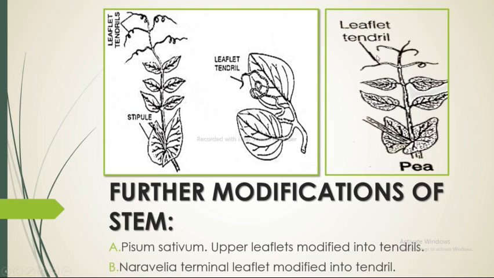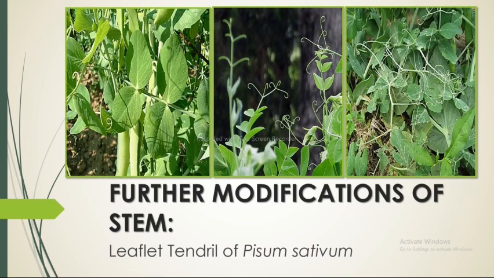This is second figure, leaflet tendril as shown in the figure. Further modifications of the stem includes the leaflet tendril of Pisum sativum as shown in the figure. So this is Pisum sativum. So this is the leaflet tendril of the Pisum sativum as shown in the figure.